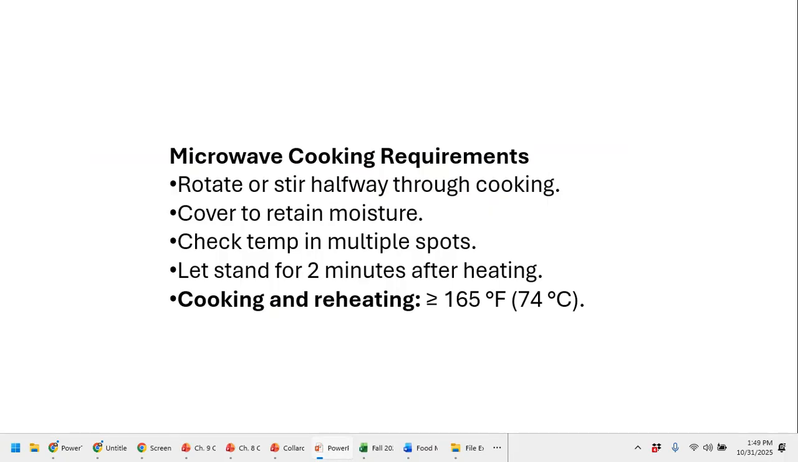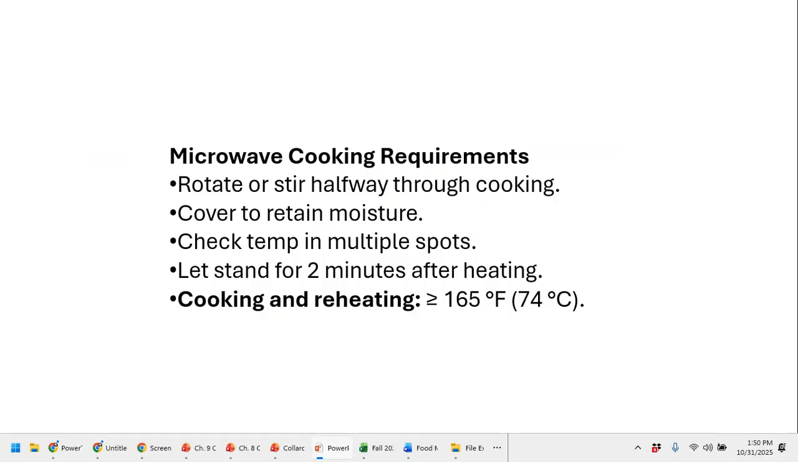Microwave cooking. Because microwaves generally tend to cook foods unevenly, I have to make sure we take care of evening it out. So I have to rotate or stir it halfway through cooking, cover to retain the moisture, because otherwise all the steam goes out and things start drying out rapidly in there. Check the temperature in multiple spots because it's always uneven, and then let it stand for 2 minutes with that lid on so that the heat can more evenly distribute throughout the food.